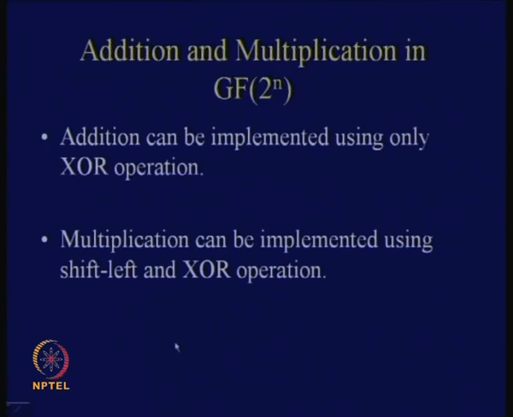So summarizing the advantage of addition and multiplication in GF(2^n), we have already reflected upon the fact that addition can be implemented using only the XOR operation. Multiplication can also be implemented, but you cannot do that with only the XOR operation; you require another operation, which is the simple shift left operation. In normal multiplication you could have done with a normal shift left, but since you are doing finite field multiplication, you require some extra XOR operation, because you require to bring the result back to the field. You require a modulo operation.